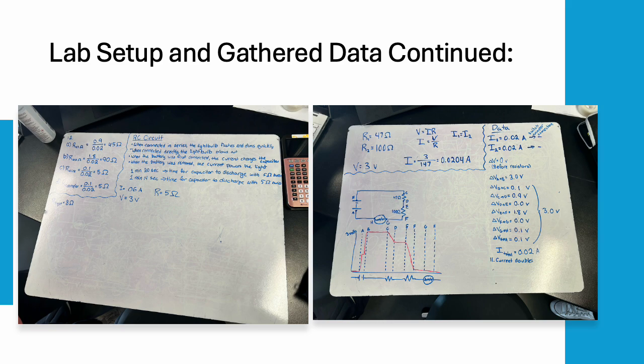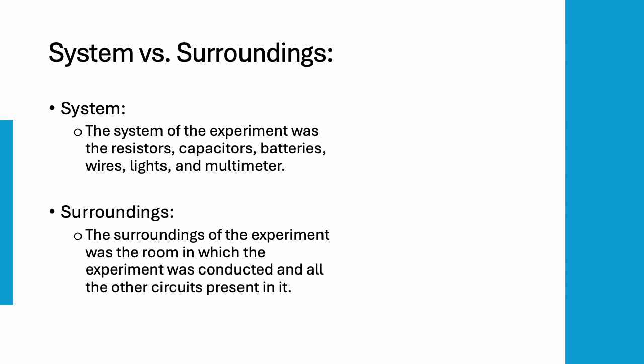It's pretty interesting. For the system and surroundings of my lab, the system of the experiment was the resistors, capacitors, batteries, wires, lights, and the multimeter. And then the surroundings of the experiment was the room in which the experiment was conducted and all other circuitry present in it that might affect the readings.